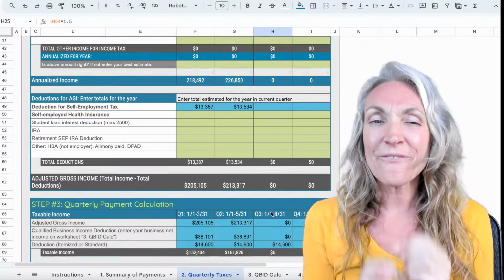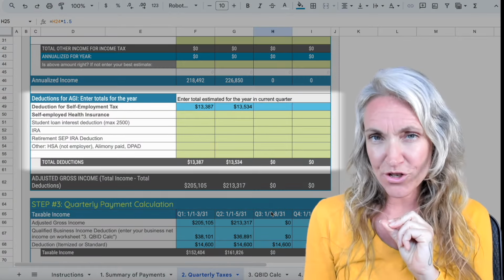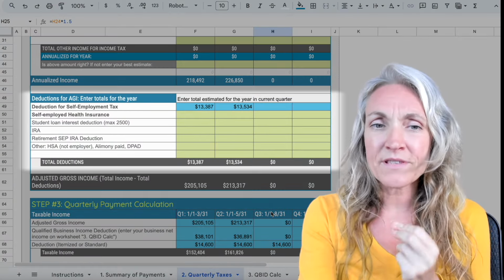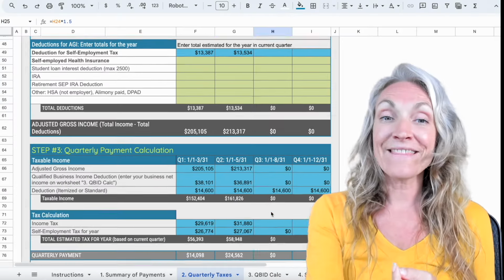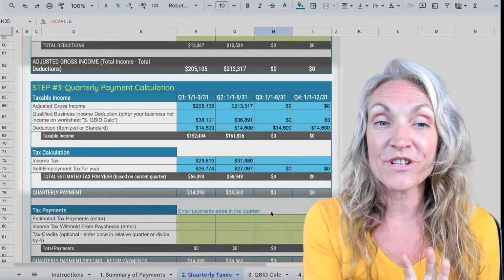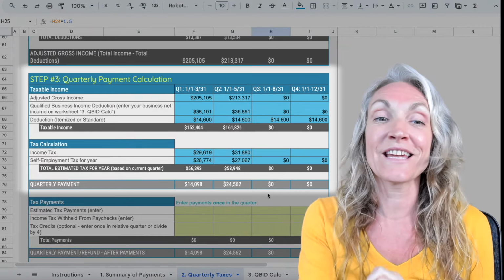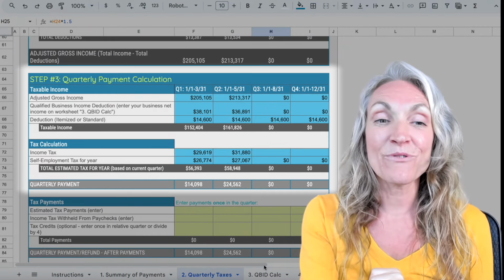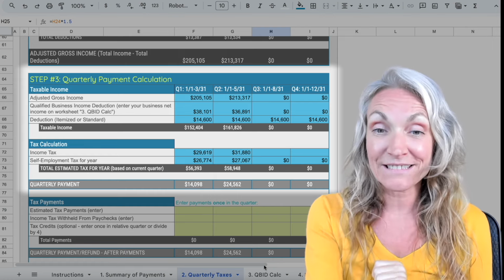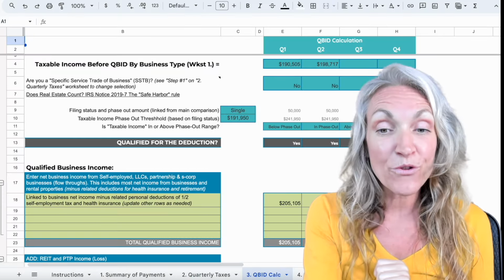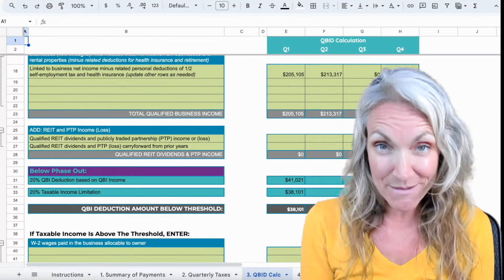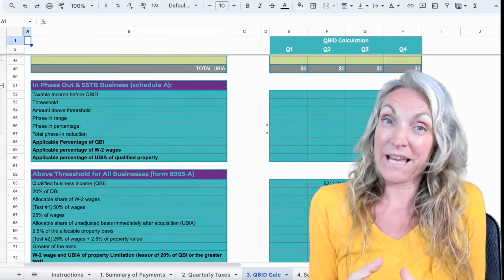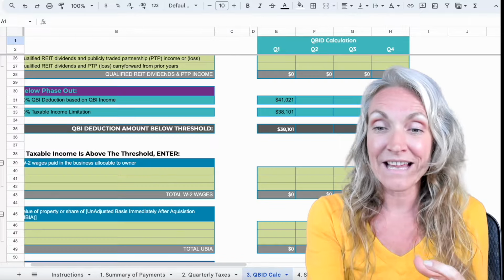You have some specific deductions for AGI. And the two biggest ones are self-employment tax and the health insurance deduction. And then we get down to where the spreadsheet does most of the work for you, doing the calculation. And this will get us to your quarterly estimated tax payment. And we have a few other worksheets. One is for the qualified business income deduction, which is a 20% deduction. That's a big amount, so we wanted to include it in the estimate.